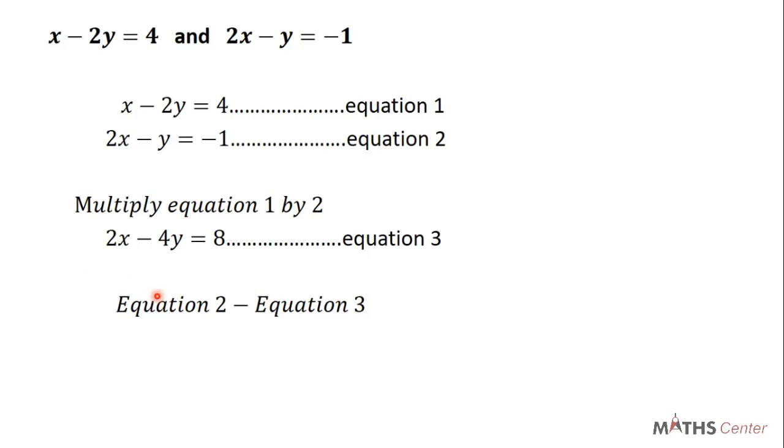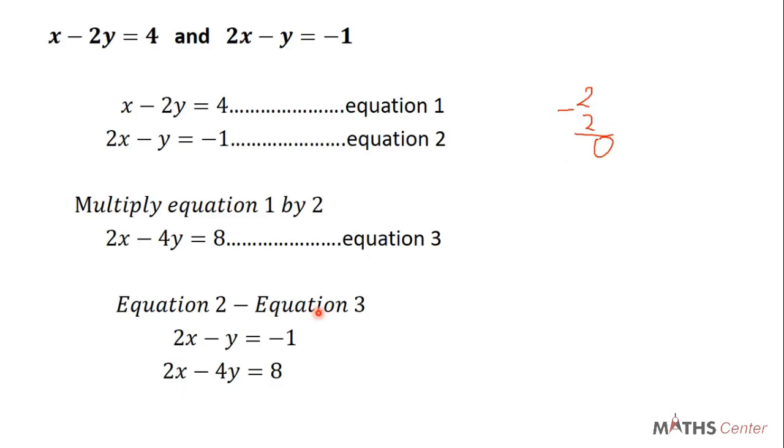So my new equation that I'm going to solve will be equation 2 and equation 3. Because I want to eliminate x and the coefficient of x here is 2. Coefficient of x here is 2. If I have 2 and 2 and I want to make them 0, I will subtract. I won't add, because 2 minus 2 will give me 0. Now these are the new equations. The new equations are equation 2, which is 2x minus y is equal to -1, and equation 3, which is 2x minus 4y is equal to 8. So if I want to eliminate x, which has the coefficient 2, 2, I will have to subtract.